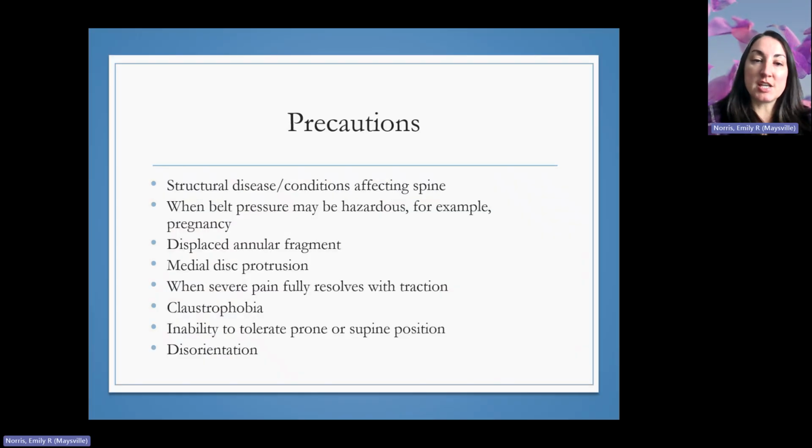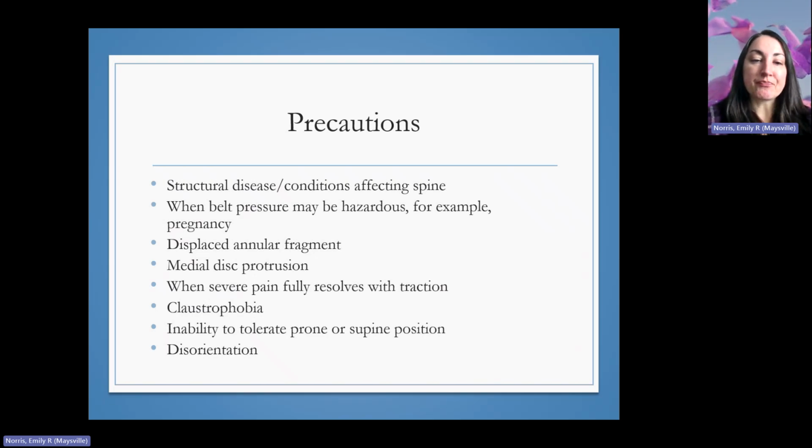With the precautions: structural disease or conditions that affect the spine, or if the belt pressure would be hazardous, like with a pregnant person putting that belt on, if it would compress the baby, we definitely don't want to do it. Or even if the person has some type of wound or something healing in that area.